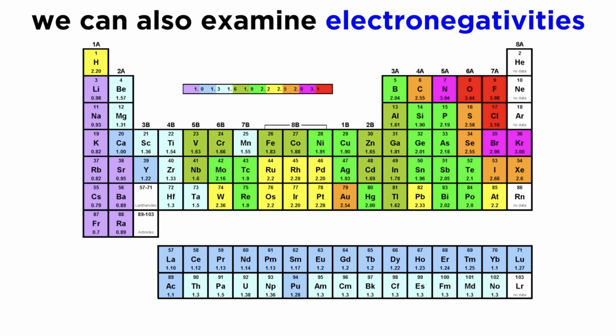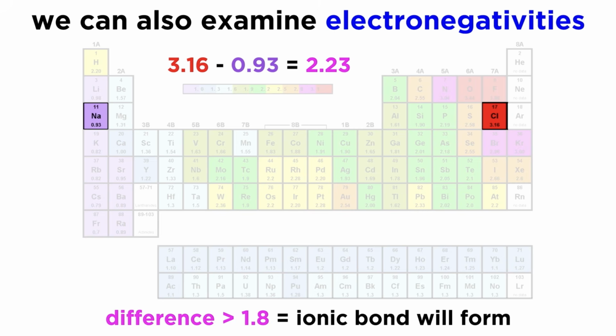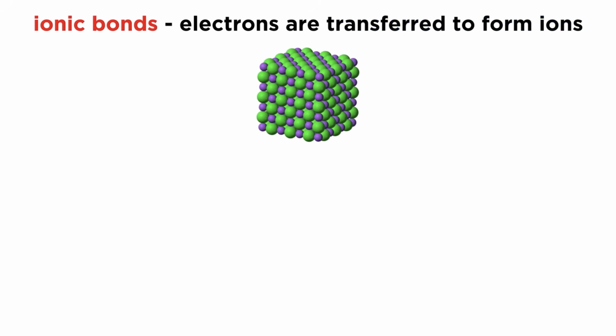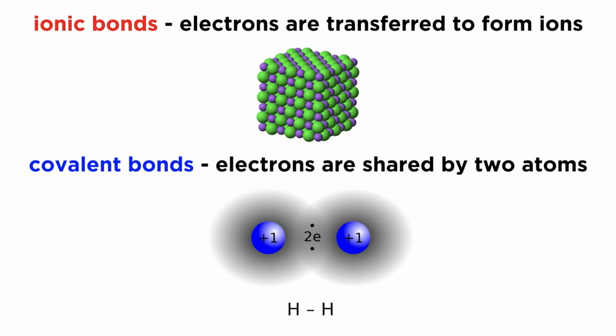Another way of looking at this is to examine electronegativities. If the difference in the electronegativities of two elements is sufficiently large, above 1.8 or so, electron transfer will occur, and we will get ions that then participate in ionic bonds, according to Coulomb's law. So that covers the first type of chemical bond, but very frequently elements will not transfer electrons from one atom to another. Rather, they will share electrons to form covalent bonds.